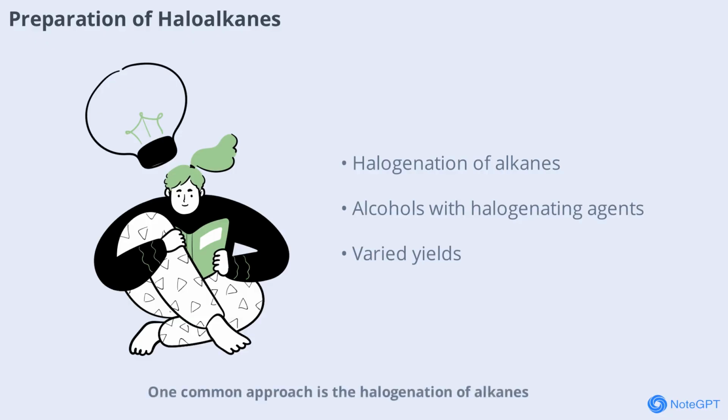Haloalkanes can be prepared through several methods. One common approach is the halogenation of alkanes, where alkanes react with halogens under specific conditions. Another method involves the reaction of alcohols with halogenating agents, such as thionyl chloride or phosphorus tribromide. Each preparation method offers different yields and selectivity, making them suitable for various applications in organic synthesis.